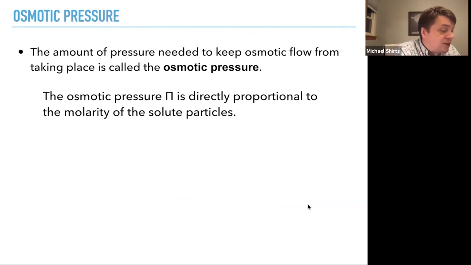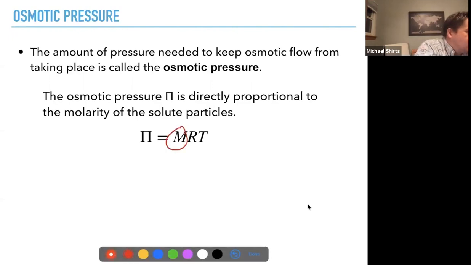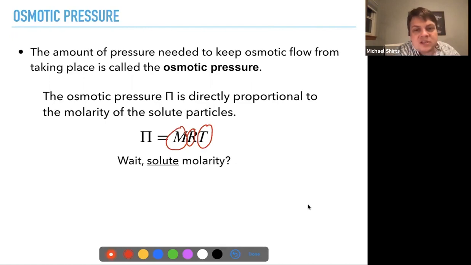The osmotic pressure, which is usually expressed as a capital pi, is directly proportional to the molarity of the solute particles. So you can calculate the osmotic pressure as the concentration of the solute times R times T. Now you might say, wait, solute molarity? I thought we were talking about colligative properties, where we're interested in the concentration of the solvent. So the concentration of the solvent is what's important, isn't it?